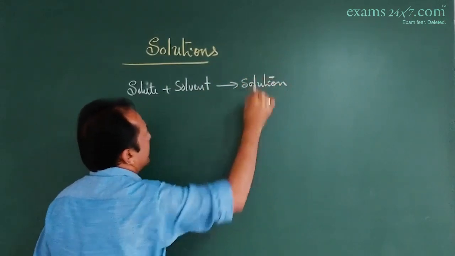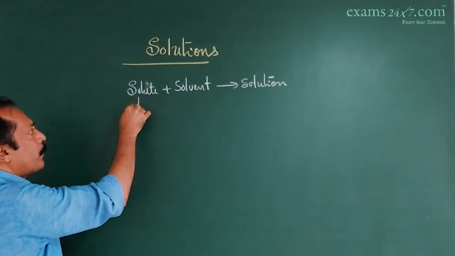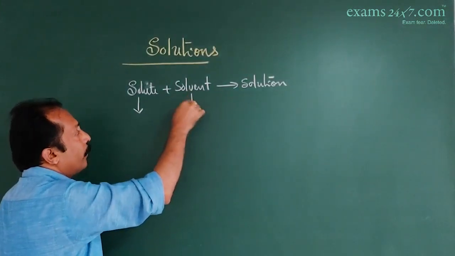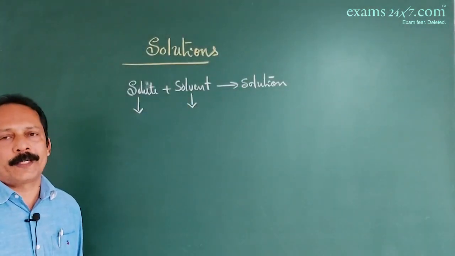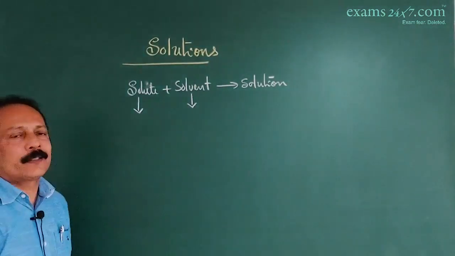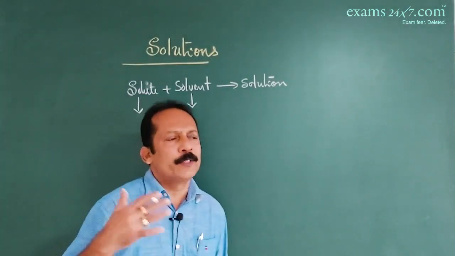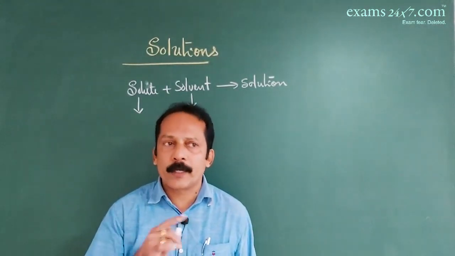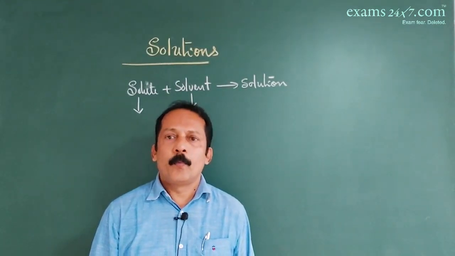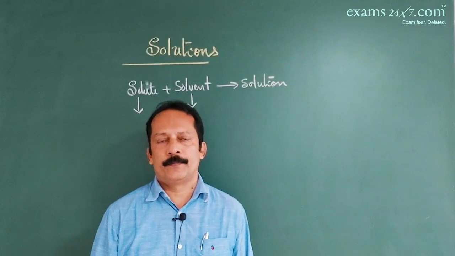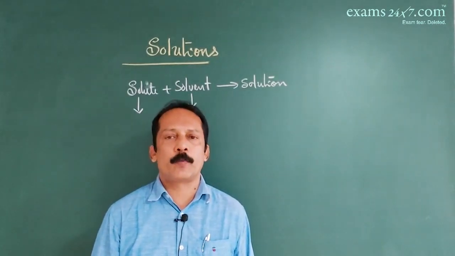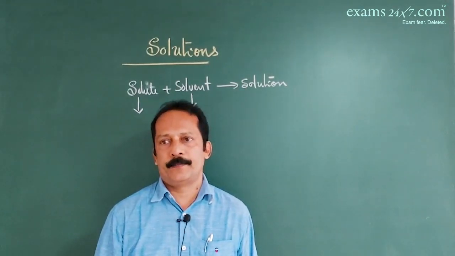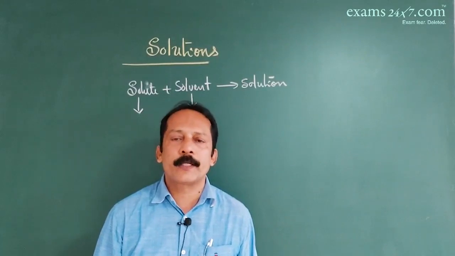The component which is present in less proportion is called the solute. The component which is present in more proportion is called the solvent. This is about the term solution. There are different types of solution, homogeneous solution and heterogeneous solution. Now, about the saturated solution. A saturated solution is one where the added solute is initially consumed by the solvent, but at one point the added solute remains as such. That solution is called a saturated solution.